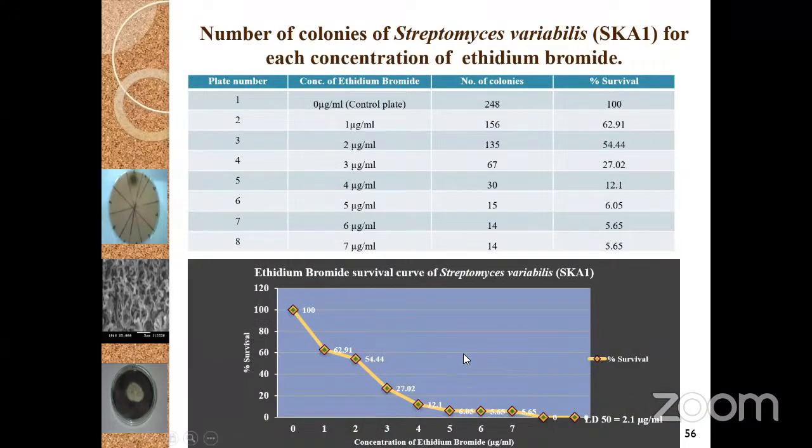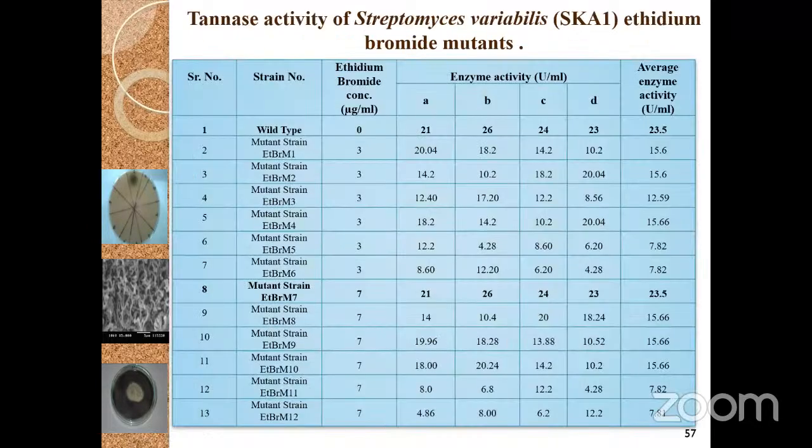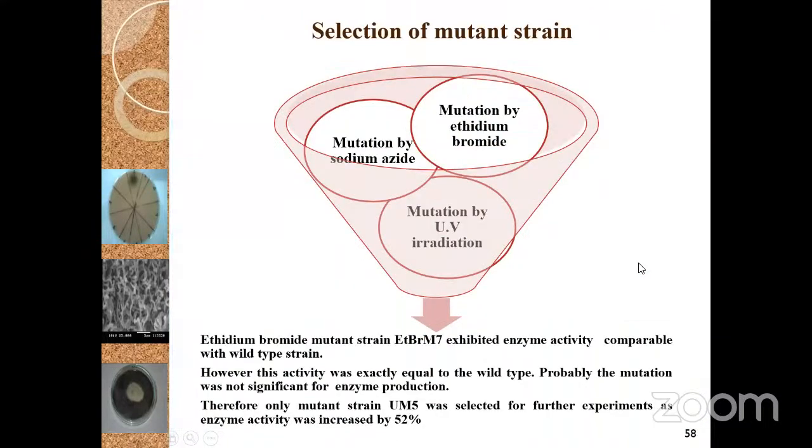So this is the percent survival curve with ethidium bromide, and the number of colonies we have selected for further studies. The ethidium bromide concentration varied from 0 microgram to 7 microgram. Amongst these different strains, the mutant strain ETBRM7 was found to show promising enzyme activity, that is 23.5 units per ml.